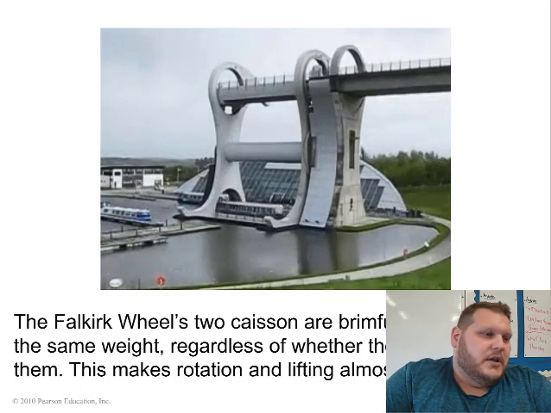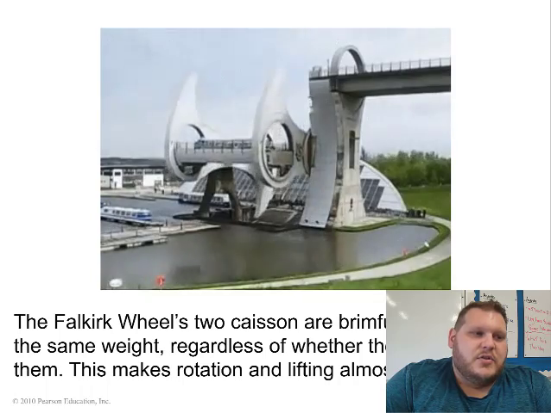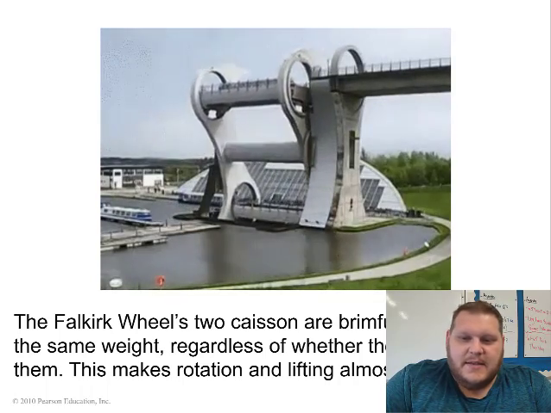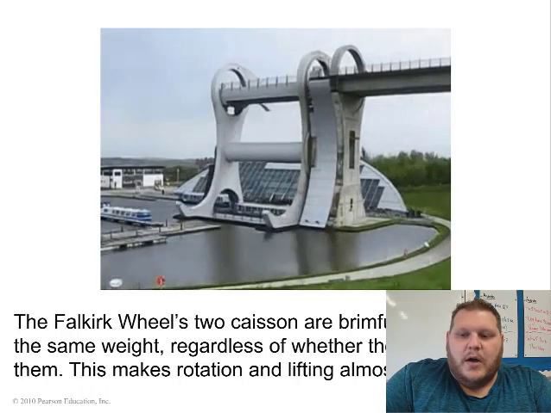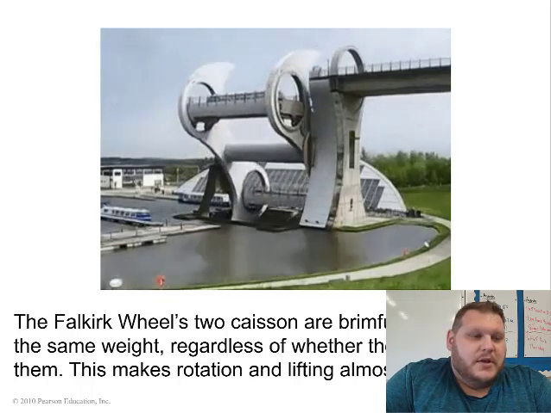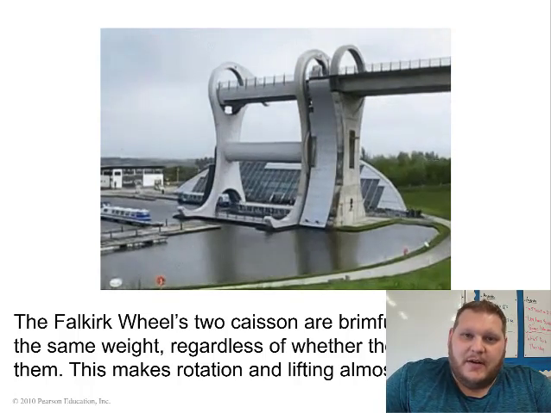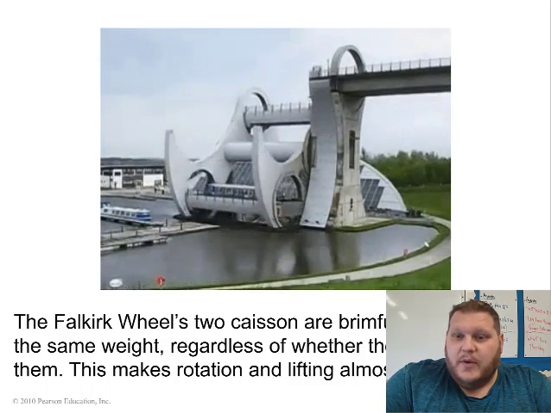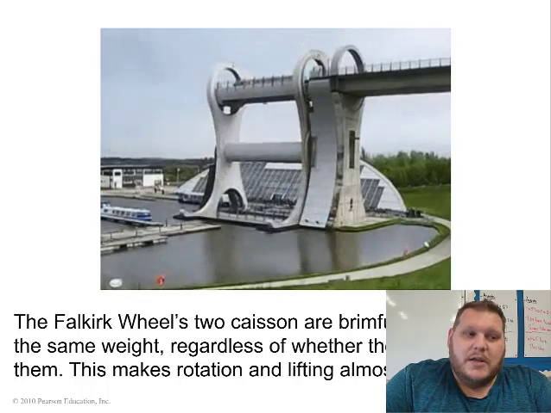So this is kind of cool. This is the Falkirk wheel. It's got 2, I don't know how to pronounce, caissons, 2 basically little tanks of water that are full to the brim that have the same weight. So when boats go in there, it displaces water that is equal to the amount of weight that it originally had with it. And so it's able to actually turn because those 2 weights are equal to each other.